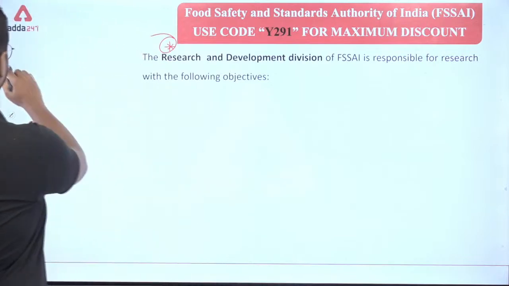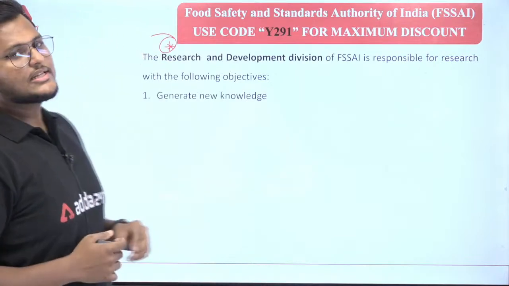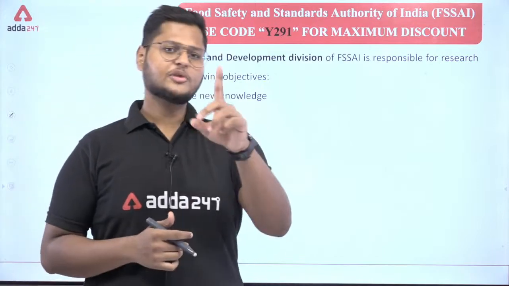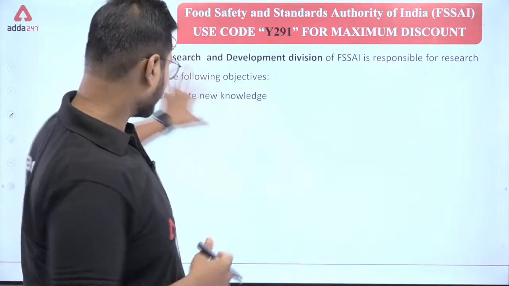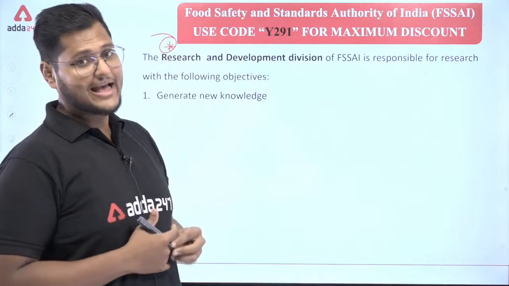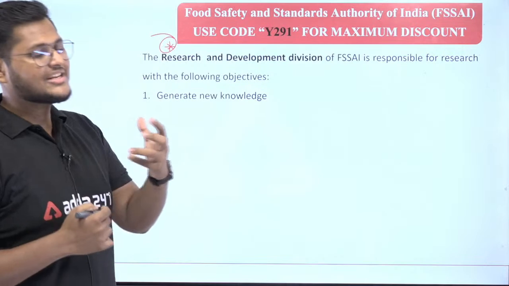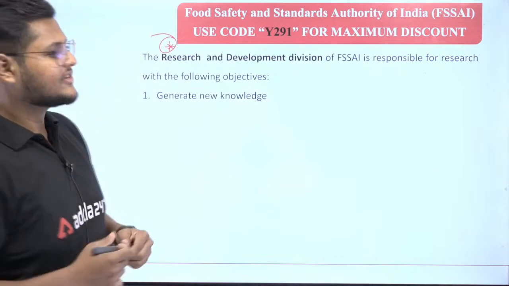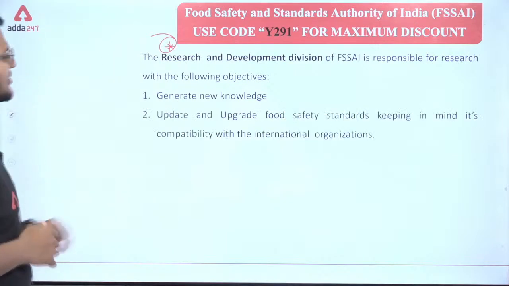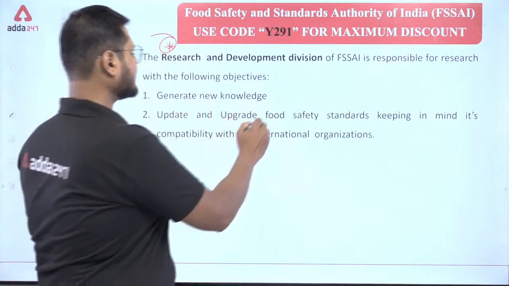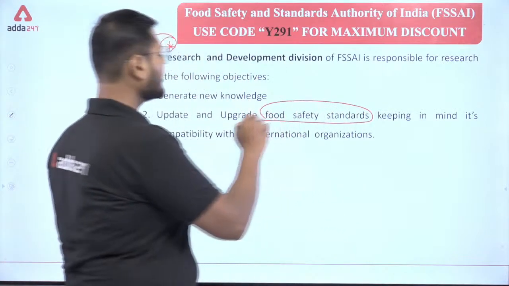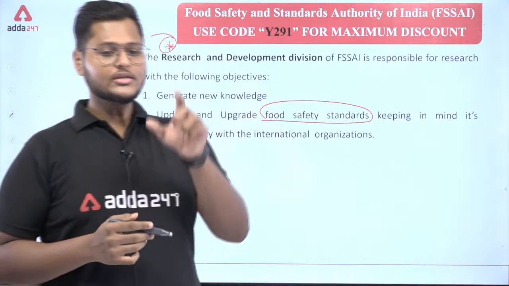So what do they do? What are the objectives here? The first objective that the research and development division has is to generate new knowledge. They have to generate new techniques, new knowledge regarding the food safety management system. The second one is to update and upgrade food safety standards.